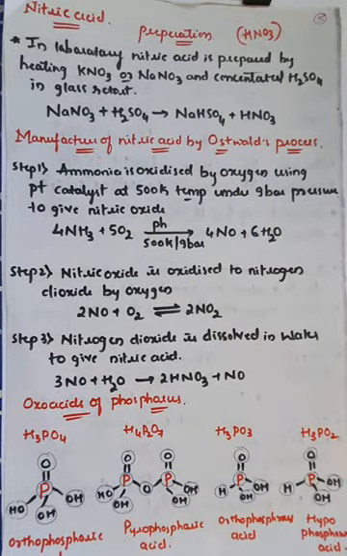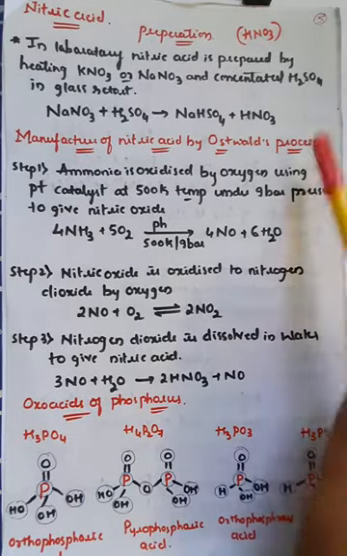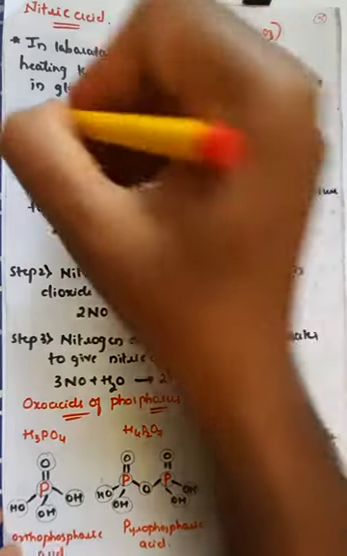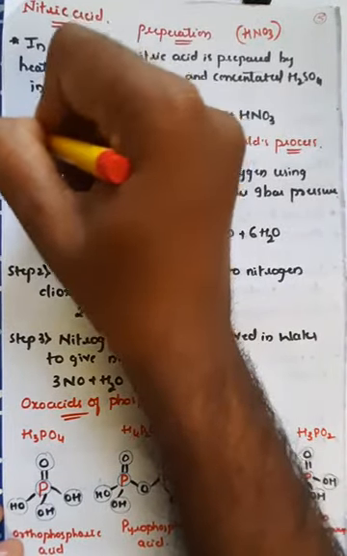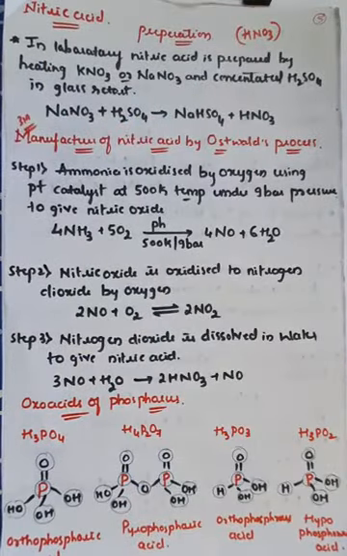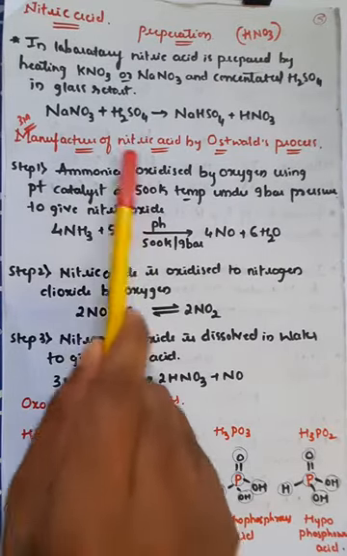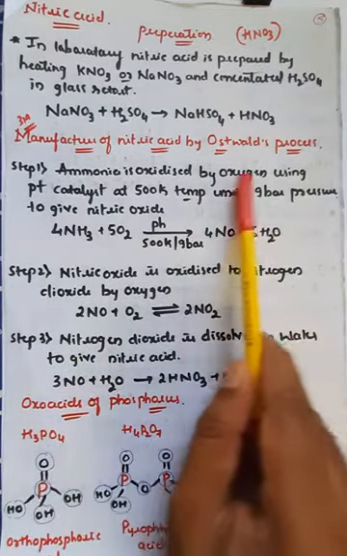And the second important preparation of nitric acid, the second method, is the Ostwald process, right? So this is very important. This can be asked for 3 marks again. This is sometimes a repeated question, 3 marks. Manufacture of nitric acid by the Ostwald process, and there are 3 different steps. In step 1, ammonia is oxidized by oxygen.